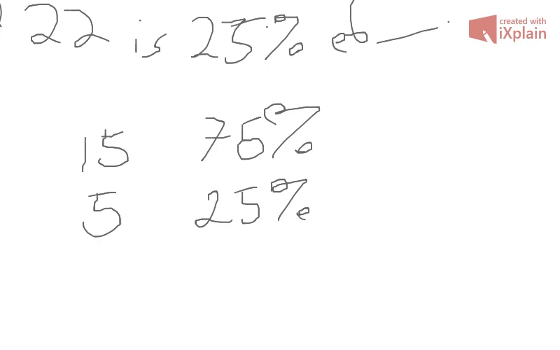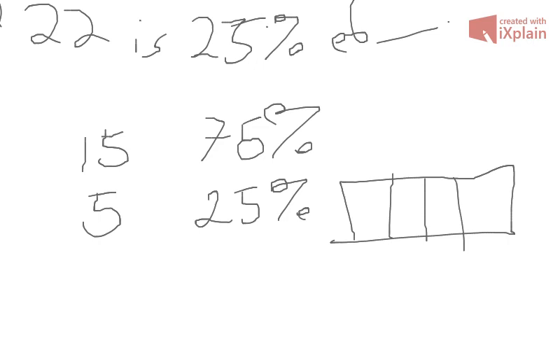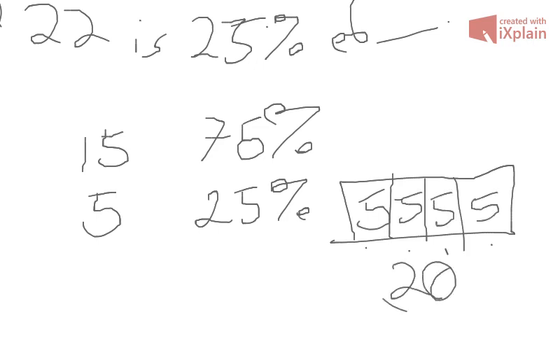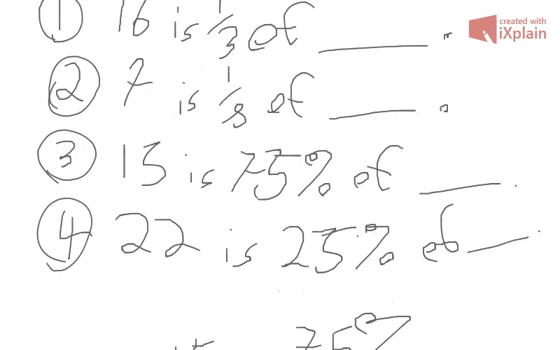So we know that 5 is 25%. Each of these blocks is 25%, or a quarter of the full. So we're going to put 5 in each one. 5, 5, and 5. We find that the larger number is 20. And we see that 15 is, in fact, 3/4 of 20. And the full number is 20. Yeah, it all checks out. 5 is 1/4, and 20 is the full number.